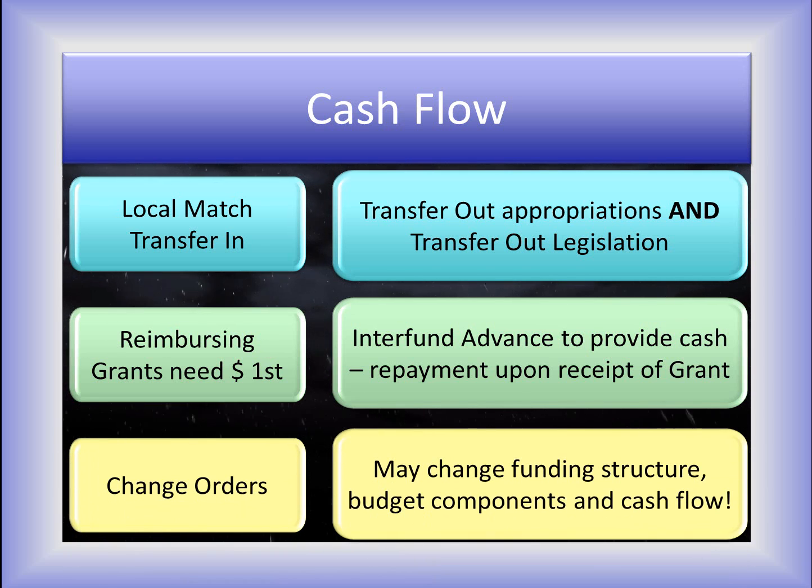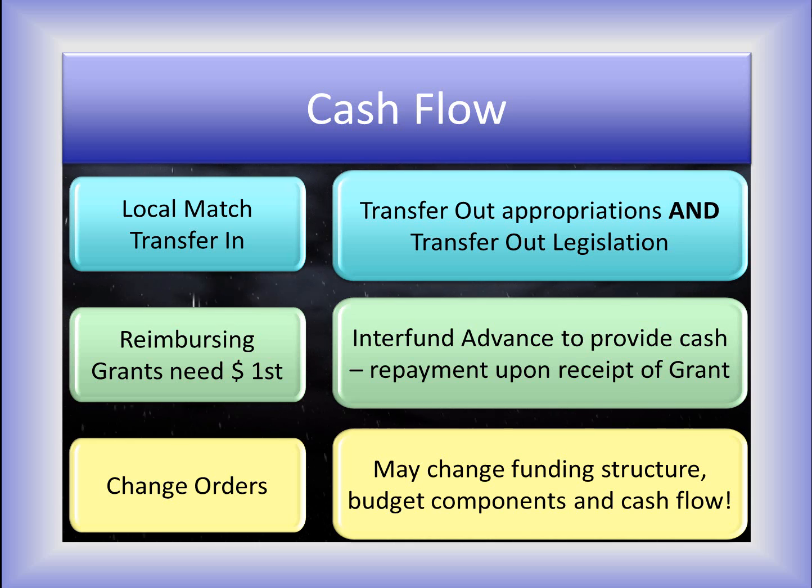Change orders. Change orders made to the project that are approved by our funding sources often require changes to the entire budget structure. We may decide to expand the project a bit and contribute more cash. That would require more interfund transfer out appropriations and additional interfund transfer legislation, along with a new amended certificate for the transfer in revenue and supplemental appropriations in the capital project fund.